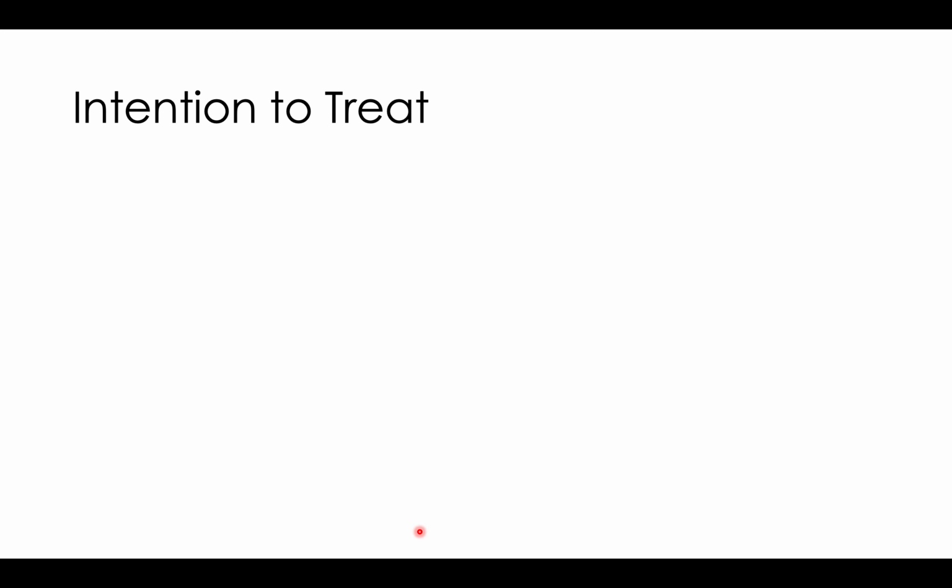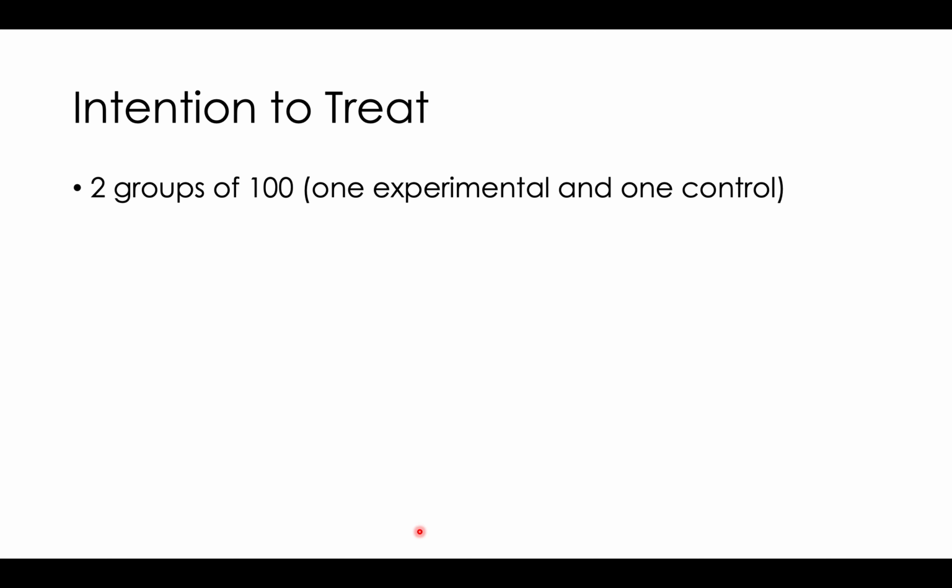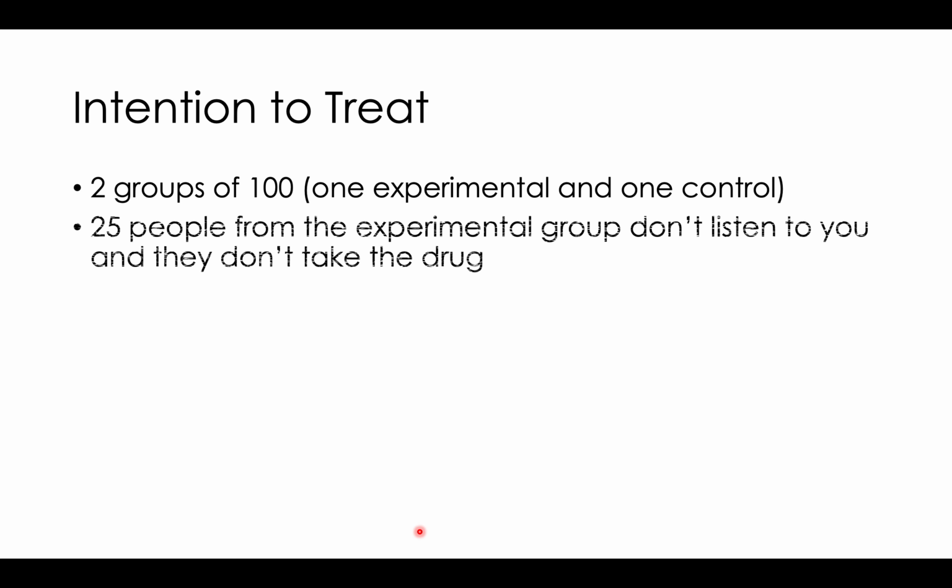This next concept is one someone asked about specifically on Reddit, and it's the intention to treat. And I've had a lot of questions on this one too. This one has definitely shown up at least 2 or 3 times on NBMEs. So say you have 2 groups, one experimental and one's not, and I just gave it an amount. So say you have one group of 100 that's getting a drug and one group of 100 that's getting a placebo. And then 25 people from the experimental group just don't listen to you and they don't take the drug.